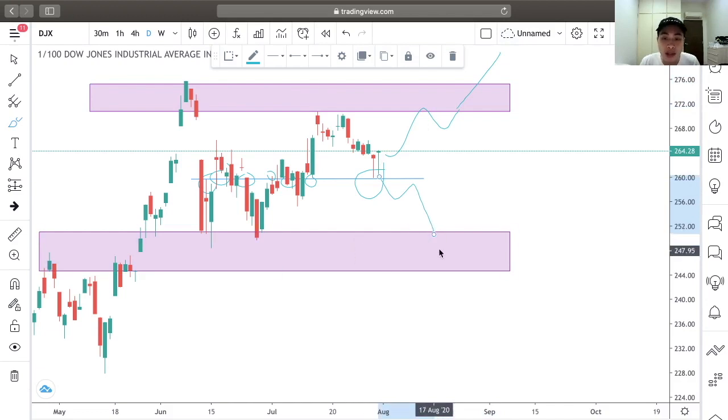The first support level that prices are going to face is at this level here. This is quite a strong support zone, as you can see that prices have rejected a couple of times and have found support at this support zone here, right? So if prices do break below this support level, the next support zone you'll find is this zone over here. That's for the Dow Jones.